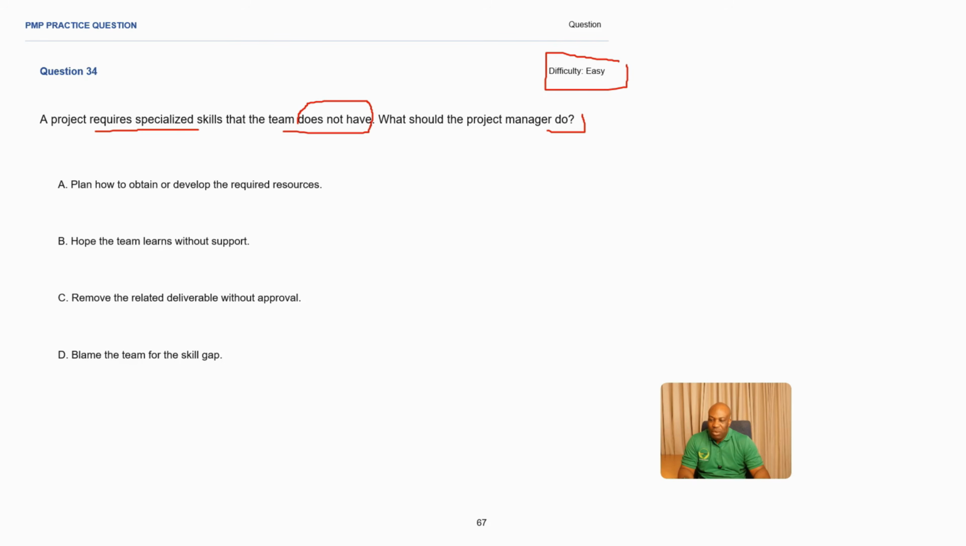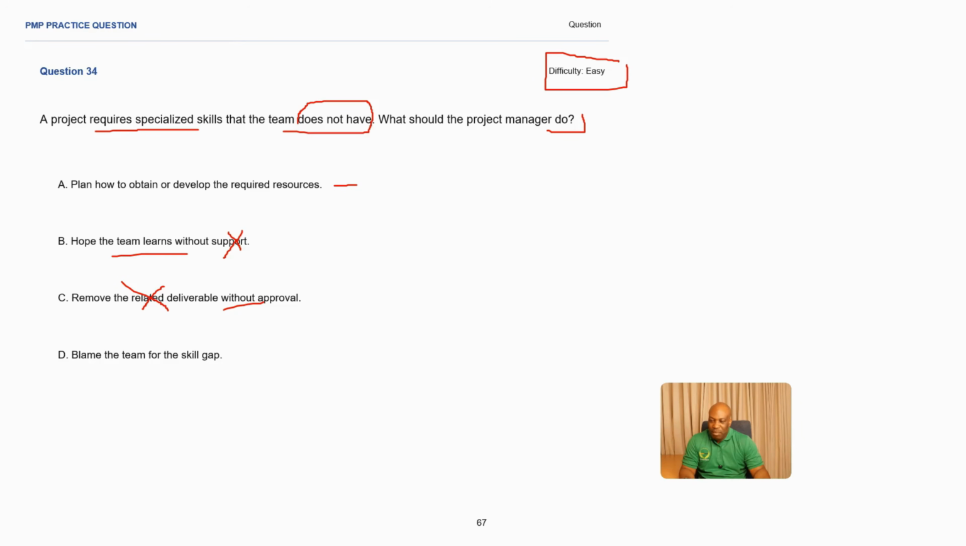A: Plan how to obtain or develop these required skills. Makes sense. B: Hope the team learns without support. As a project manager, you're supposed to support the team. You're supposed to develop the team to acquire new skills to improve even their efficiency, making this an incorrect answer. C: Remove the related deliverables without approval. You don't do this in a project. A deliverable is coming from the customers or users, so you cannot just go and remove them, making this an incorrect answer.